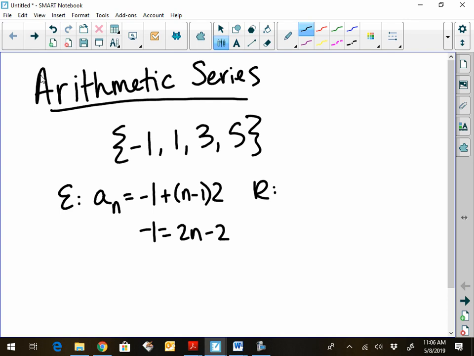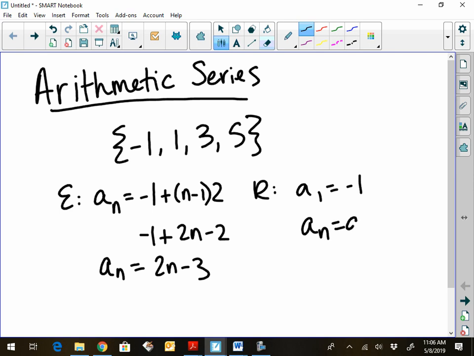Oh, that is not an equal sign there. Should be a plus sign. -1 plus. And then we get our explicit equation, a sub n equals 2n minus 3. Our recursive function, a sub 1 equals -1. A sub n equals a sub n minus 1 plus 2. Good. So then, that's our sequence, right?